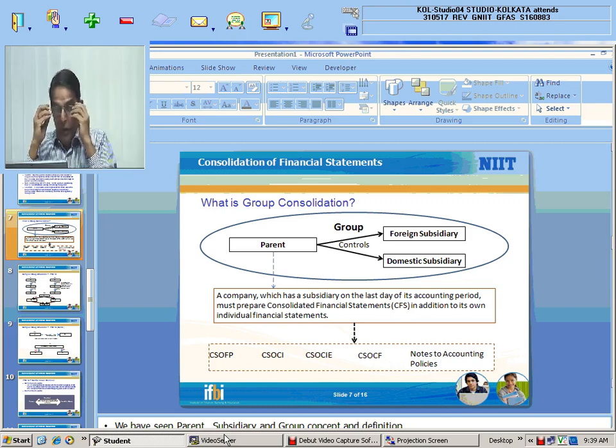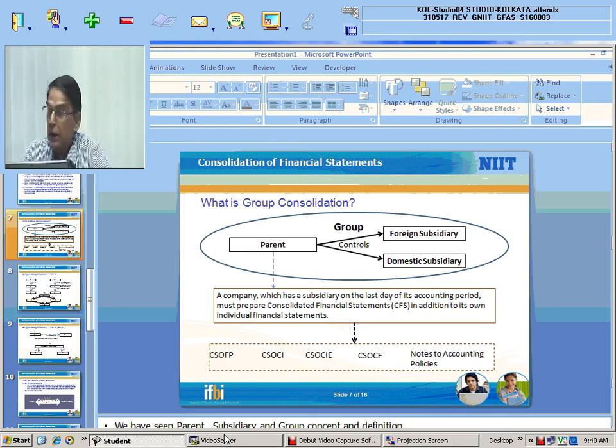In that group, one company is the parent and it has control over the remaining companies. So it's a parent and subsidiary relationship. Some of the subsidiaries could be foreign subsidiaries, some could be domestic companies. The totality of all this, the parent along with the subsidiary companies, both foreign and domestic, comprises the group. This slide depicts that a holding company which is a parent on the last day of the accounting period. The important thing to remember is that the subsidiary relationship should exist on the last day of the accounting period.